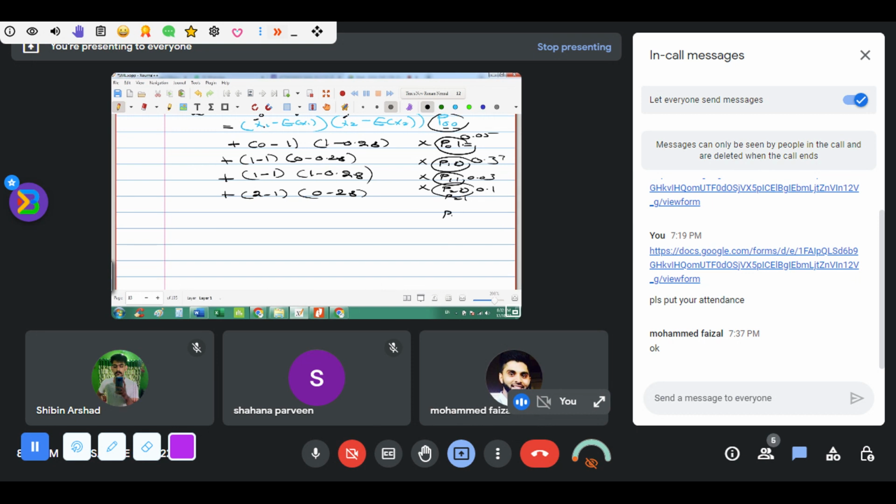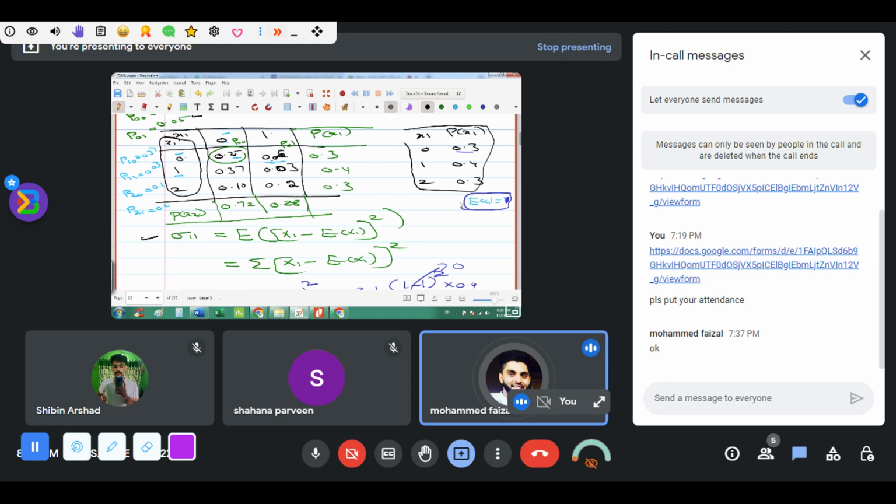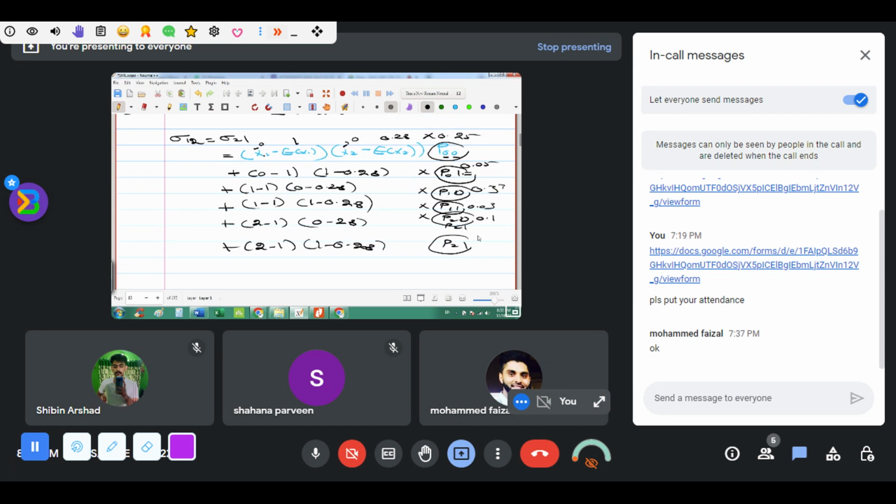So next, the probability of 2 1. Okay, correct. Here plus (2 minus 1) into (1 minus 0.28) into the probability of 2 1. What is the probability of 2 1? It is 0.2. Yeah. Please complete the sum and multiplication into 0.2. What is the end result? Anyone who completes, please tell me.